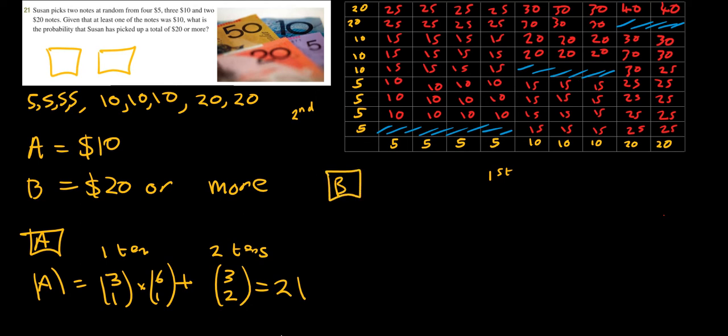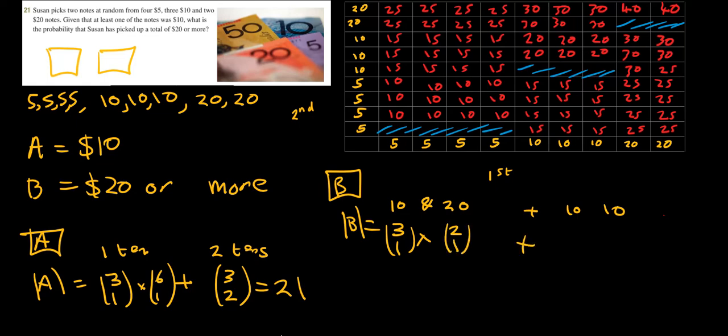Let's consider B, and the cardinality of B. This is 20 or more. Well, if we're doing 20 or more, we can select a 10 and then a 20, or we can select a 10 and a 10. That's the only way we can do it. So if we're selecting one 10, there are three 10s, we select one, and then we need to choose a 20. Alternatively, if we're selecting two 10s, there are three of them, and we choose 2. So that is 9.